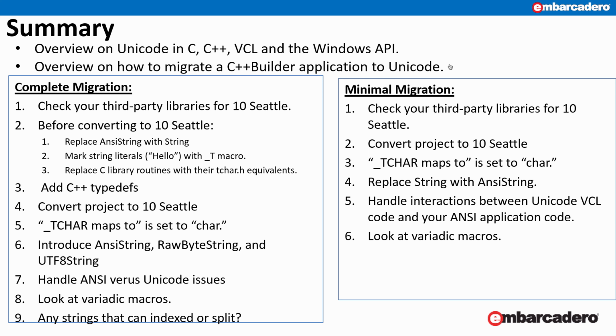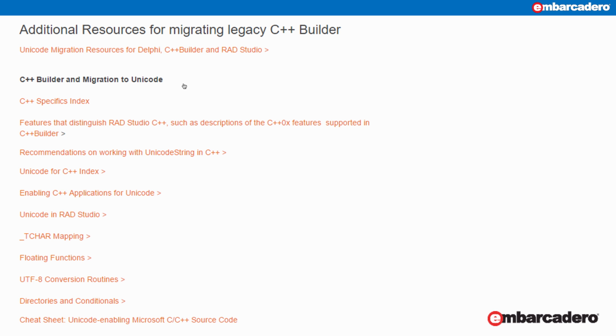And remember, Embarcadero is here to help. So let us know any Unicode migration issues you are having, and we should be able to help. For additional resources for migrating legacy C++Builder, please visit the blog post Migrating Legacy C++Builder Apps to C++Builder 10 Seattle on the community.embarcadero.com blog's website, and you'll see all these additional resources to help with your migration. So hope this helps in your migrations.